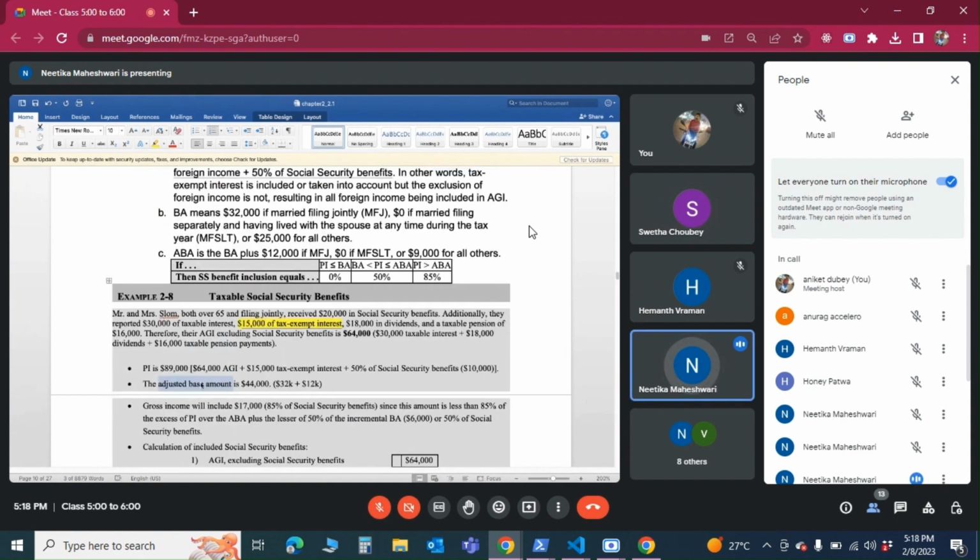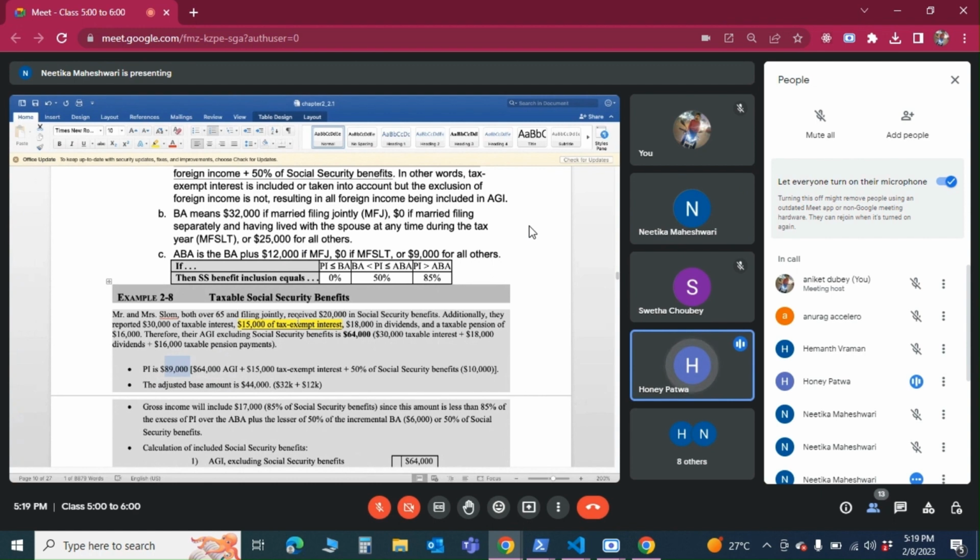Okay. So now we came up to the ABA amount and all. What we need to see is, is PI less than BA? What is PI? 89,000. Is it less than the base amount? Who can answer that? Yes, ma'am, it is less than base amount. We have seen here PI is 89,000, base amount is 32,000. Is PI less than base amount? Oh, sorry, no, ma'am. PI is greater than base amount. Right. So base amount is less than PI.